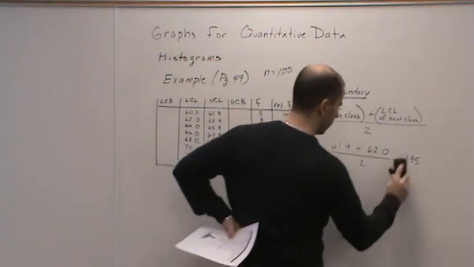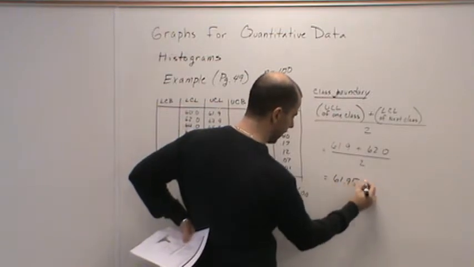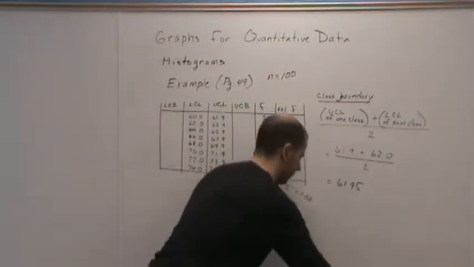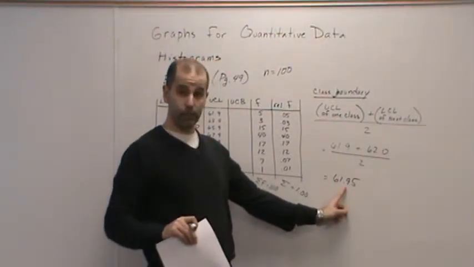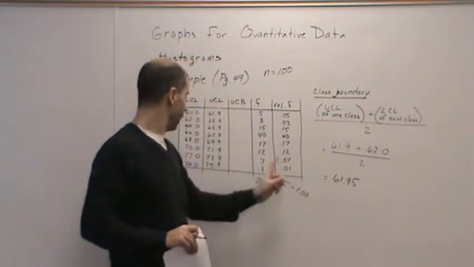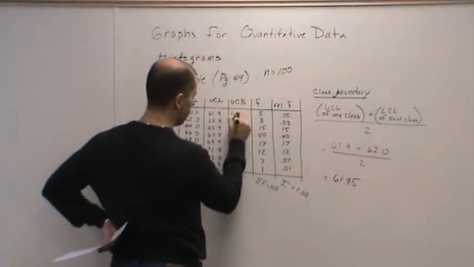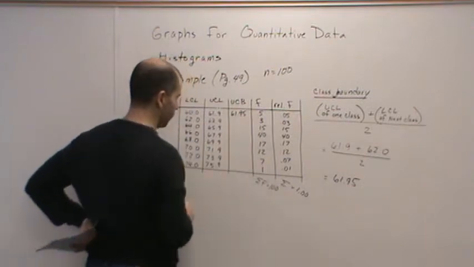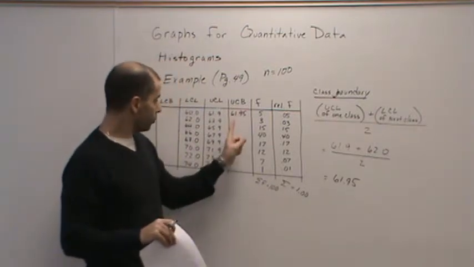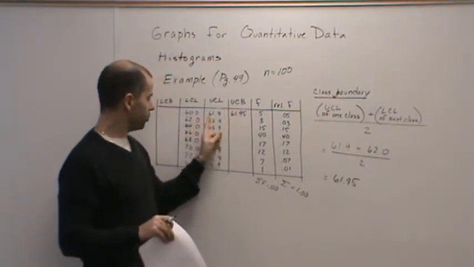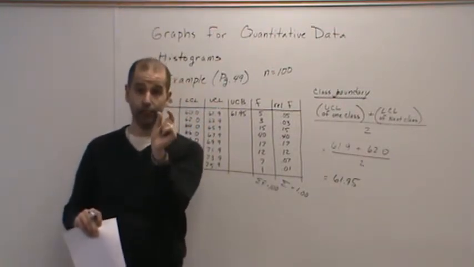Hopefully you can see that. So 61.95 is going to be the midpoint. So this is going to be the upper class boundary between this and this: 61.95. Another thing to note is, what are we essentially doing? We're finding the midpoint between these two. Well, we know the gap is 0.1. Well, what's half of 0.1?